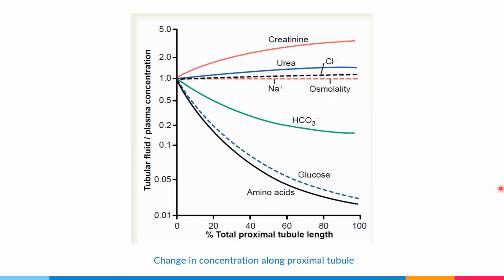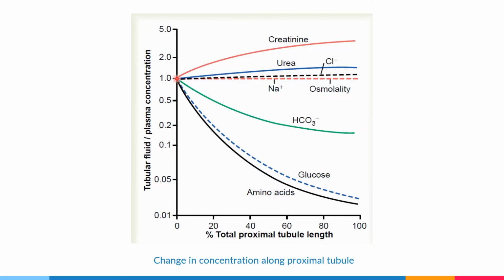Other organic solutes, as I said, that are less permeable and are not actively reabsorbed, such as creatinine, increase their concentration as they move along the proximal tubule. The total solute concentration, as reflected by the osmolarity, remains essentially the same along the proximal tubule because of the extremely high permeability of this part of the nephron to water.